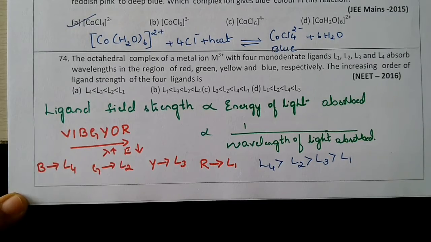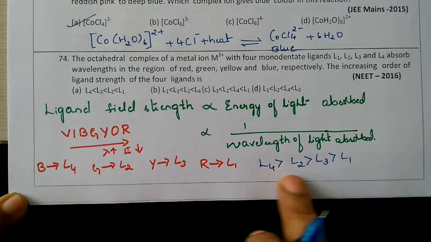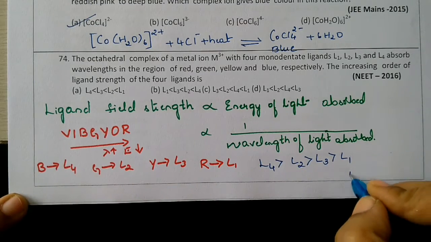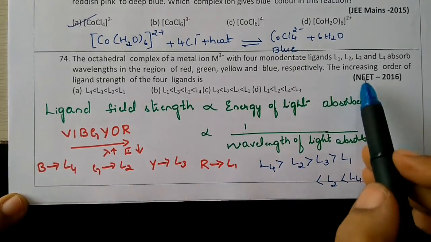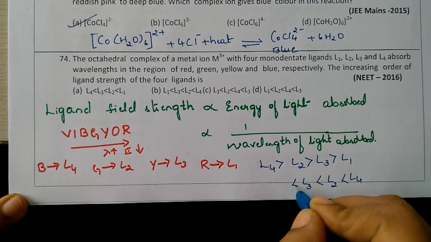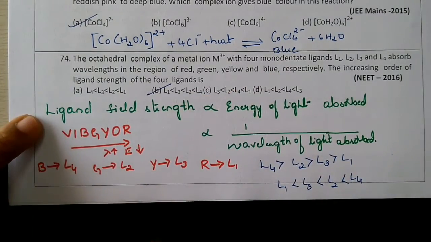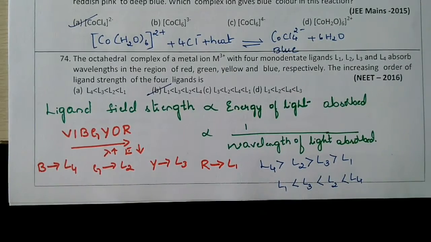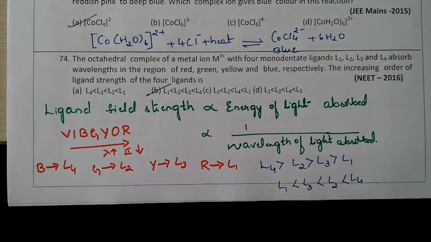So option B is written in reverse order. We can write it in that way also. L4 is more, then comes L2. Because they said it is increasing order, we are writing the increasing order: next is L3, after that L1. So option B is the correct answer. Remember this statement: ligand field strength is directly proportional to the energy of light absorbed, or inversely related to the wavelength of light absorbed.